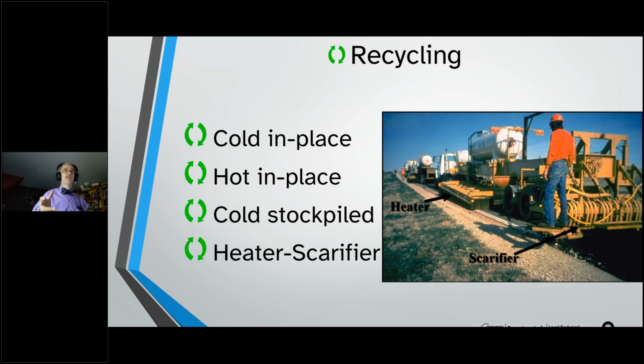The biggest issue I see with heater scarifier is you have to go slow, much slower than sometimes you want to. You want to go fast, so you crank up the heat. If you crank up the heat on the asphalt, you burn the asphalt and you get a problem. You see smoke coming off the back, you're going to have a problem.